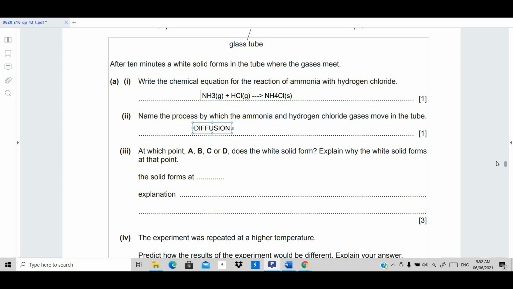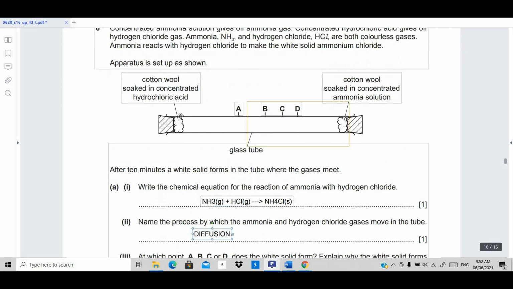What does this mean? Heaviness and lightness will determine which will move fast. If ammonia is lighter, this means it will move fast. Common sense. And if HCl is heavier, it will move slowly. If we see the glass tube again, this ammonia solution is present here. It is running fast and this is running slow. This means ammonia can reach A faster than the hydrochloric acid. So we can say at A the white solid forms, and I'll tell you why.